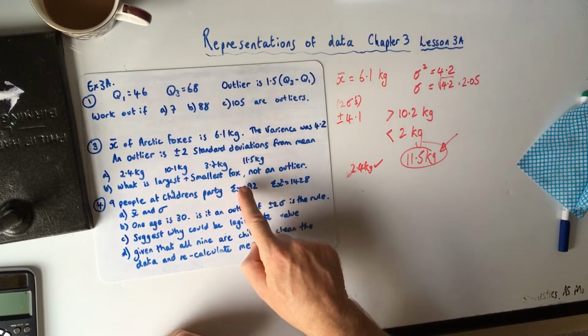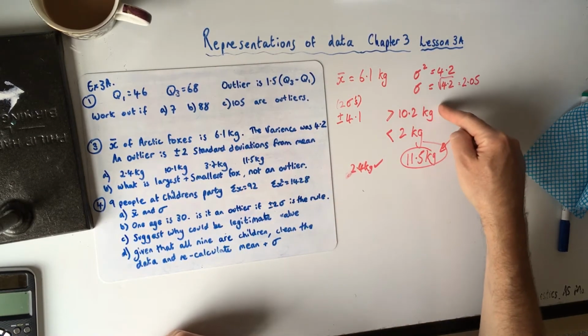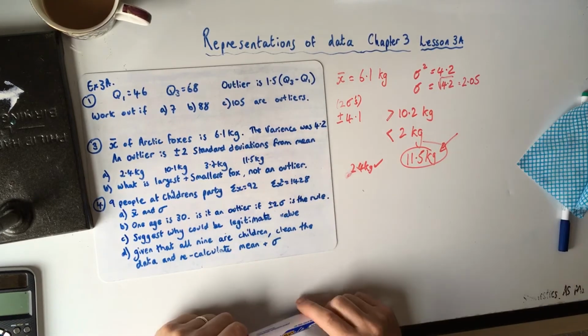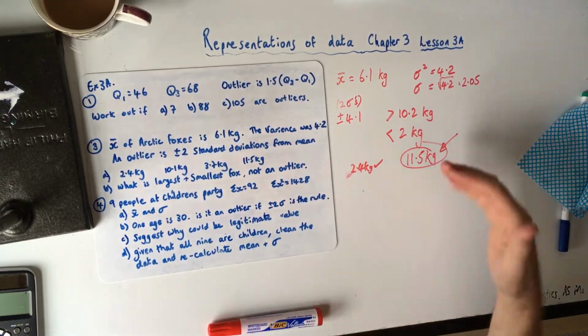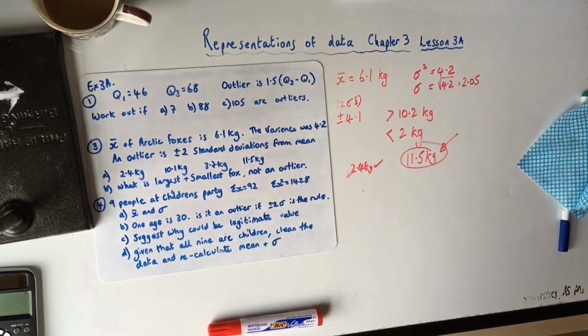What is the smallest and largest fox that's not an outlier? Well, we had to work out those limits, didn't we? 10.2 kilograms and 2 kilograms. We had to work out those limits in order to say whether these were outliers or not. So, a bit of a silly question, that one.